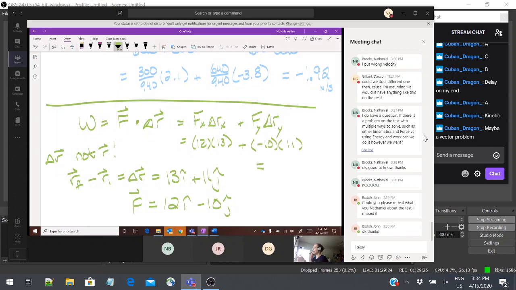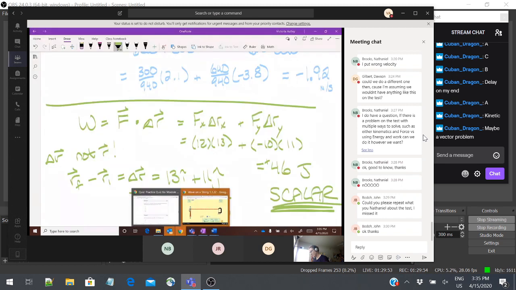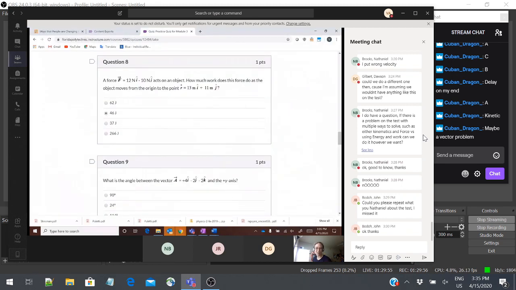So we get 12 times 13, 156 minus 110, I get plus 46 joules. Note that this is a scalar. A dot product is also called a scalar product. It is just a number. Let's see if that's one of the answers. Yes, 46. Phew. Okay.